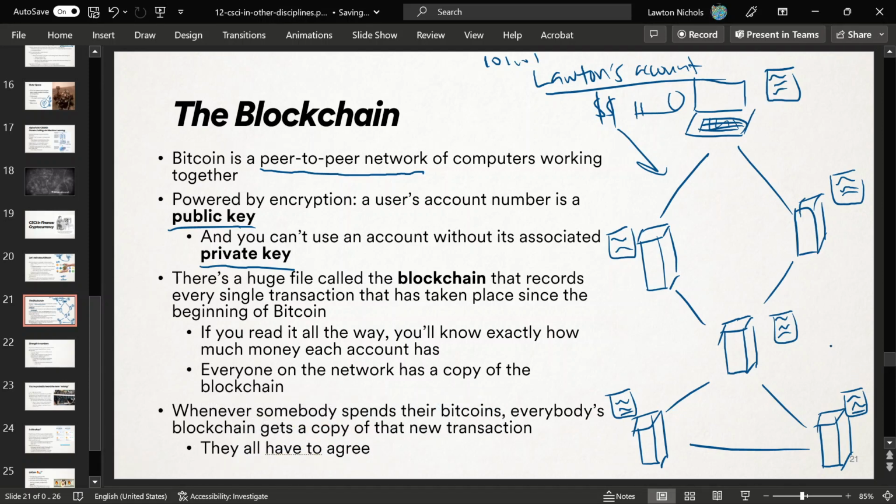So everybody has a list of all those transactions, and every time there's a new one, it gets written to the end. And everybody has to agree, though. That's important. All right. So yeah, any questions about that?